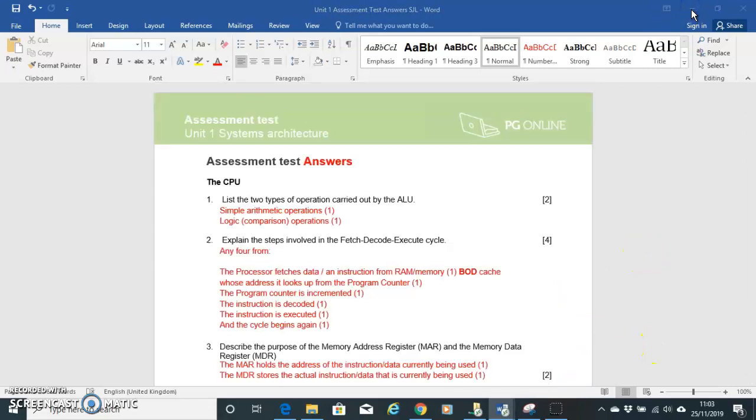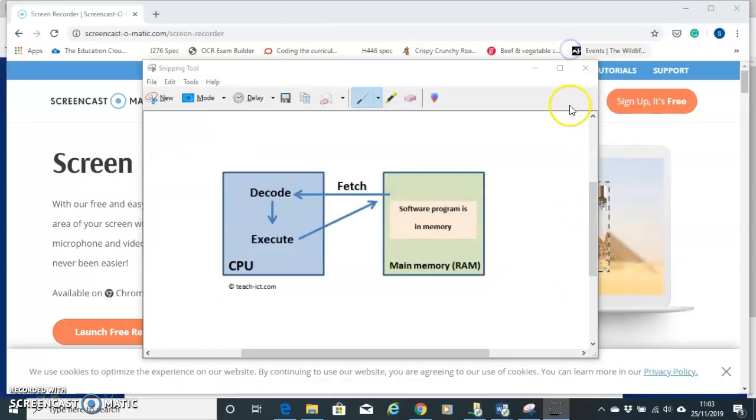Sorry, I'm just checking that my screen recorder is still going because I've lost my little timer in the corner.